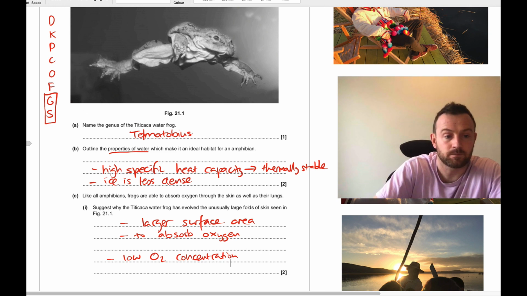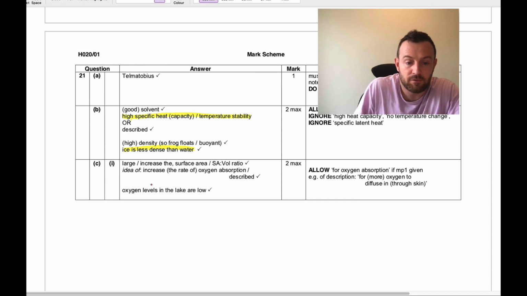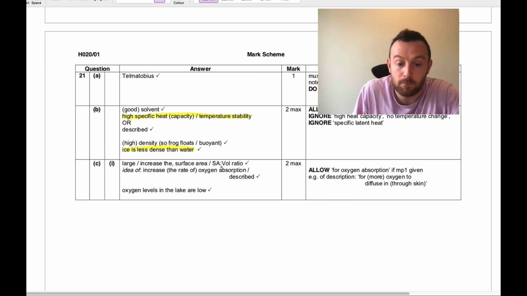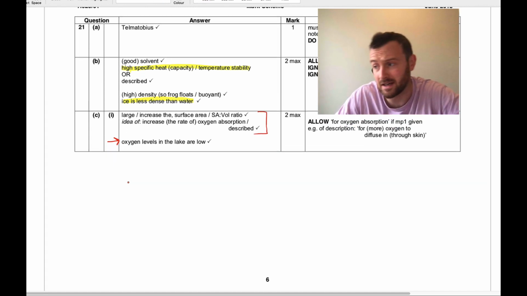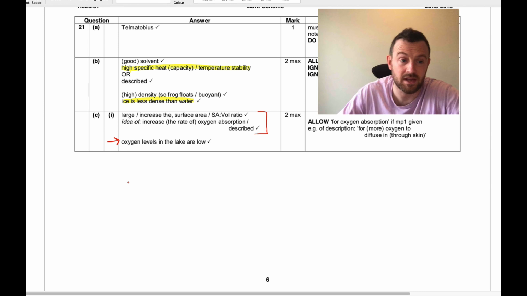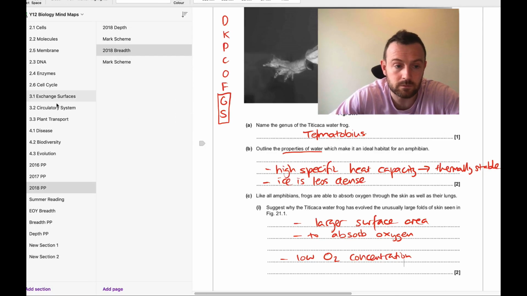So the mark scheme says this sort of stuff. Reference the increased surface area, or you could say the surface area to volume ratio, the idea of increased oxygen absorption, and because the oxygen levels in the lake are low. So you could get these two marks without any knowledge about Lake Titicaca. This one, it would have helped to know that it is this unique kind of environment. Moving on.